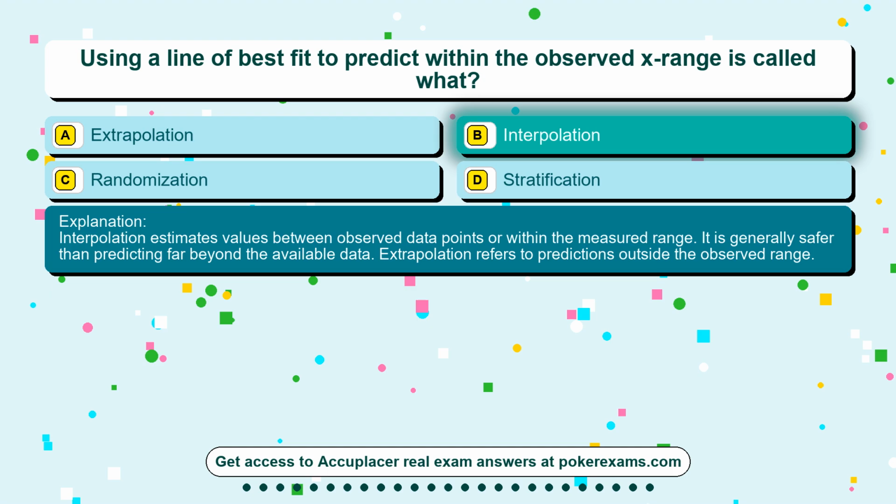Interpolation estimates values between observed data points or within the measured range. It is generally safer than predicting far beyond the available data. Extrapolation refers to predictions outside the observed range.